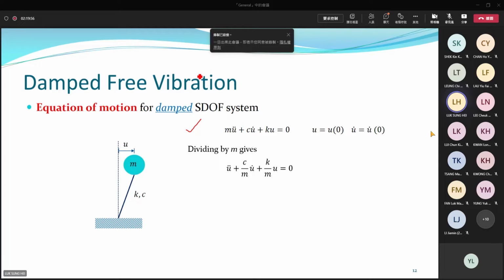Well, normally, to solve this problem, we convert it to another form before solving it. How? We divide the whole equation by mass. So the first term becomes u double dot. The second term becomes c over m times velocity, plus k over m times displacement u, equal to 0. Free vibration, right? Free vibration means the force is equal to 0. We are still focusing on free vibrations.